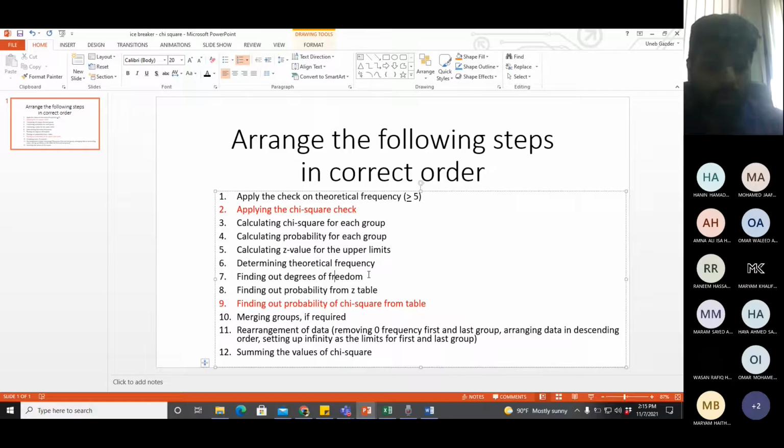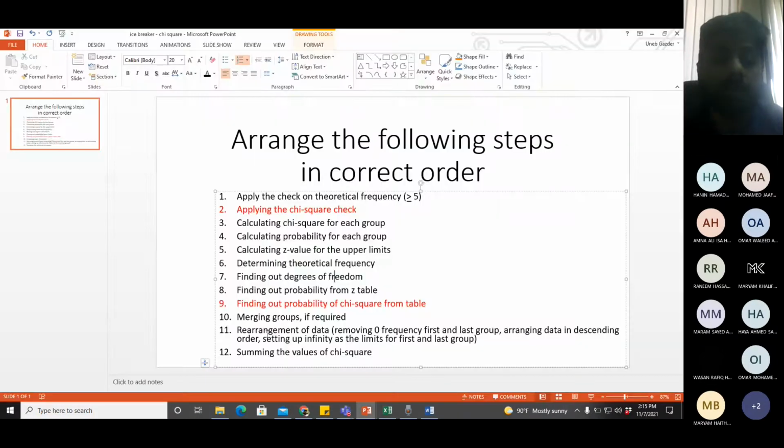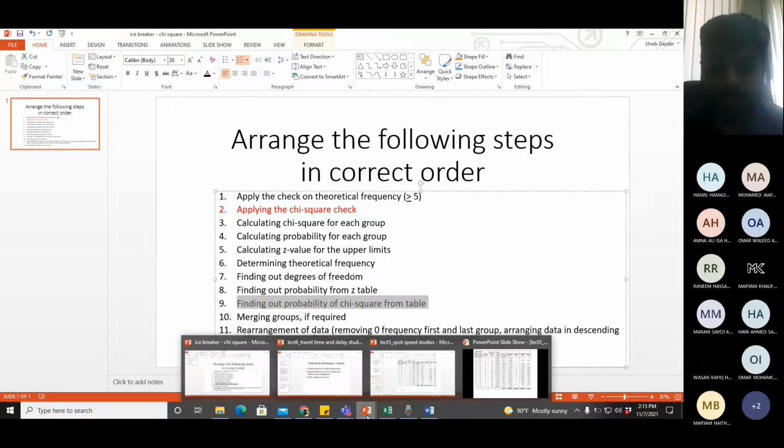So I have only left with 2 and 9. Which one should be done first? Should I do 2 or should I do 9? 9. Yes. Find out the probability of chi-square from the table. Okay, now let me go to the table and show you how to find out the probability.